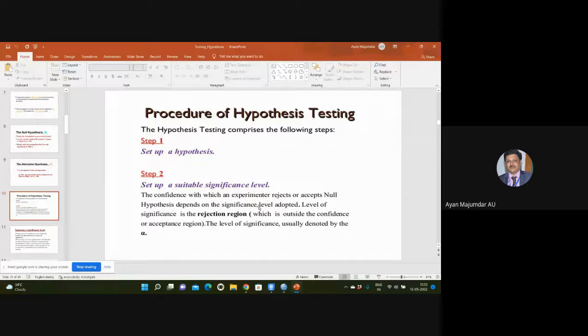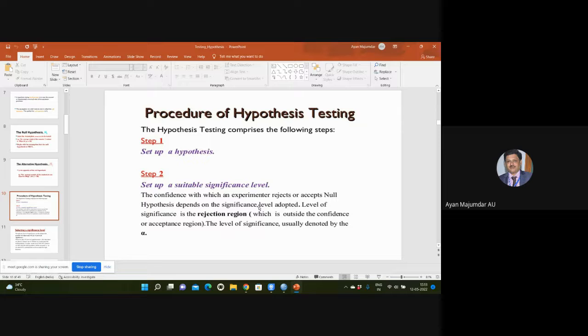Once the hypothesis is developed, we will proceed with the testing. The first step is to set up the hypothesis, which we have done here. The null hypothesis is H0: mu is equal to 58, and the alternative hypothesis is H1: mu not equal to 58. Next, we have to set up a suitable significance level.